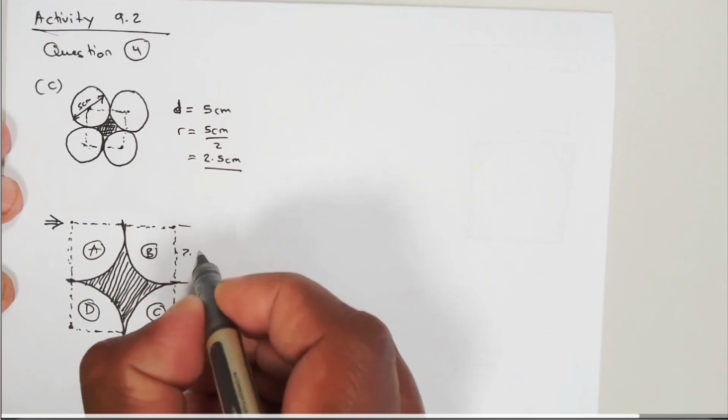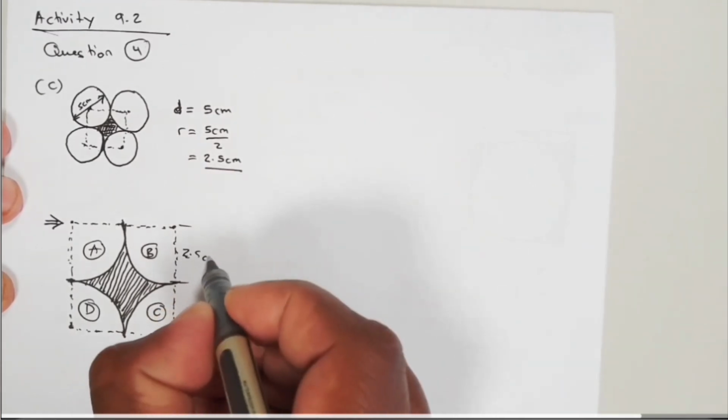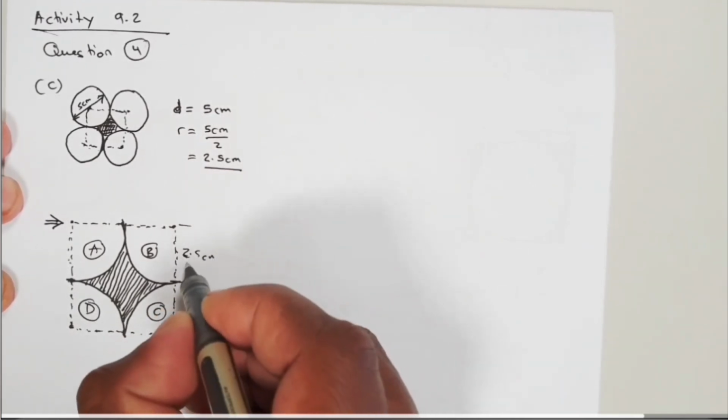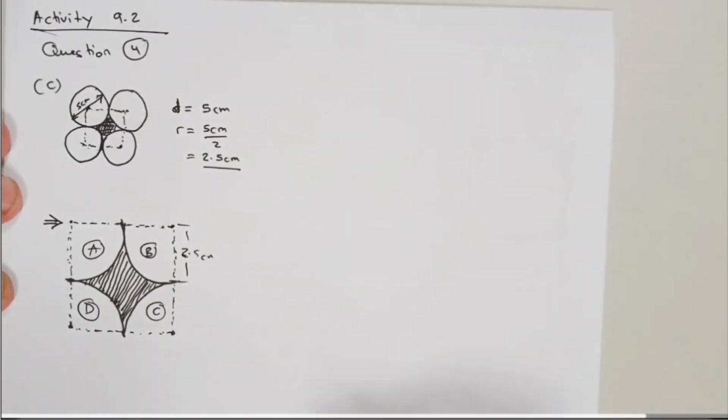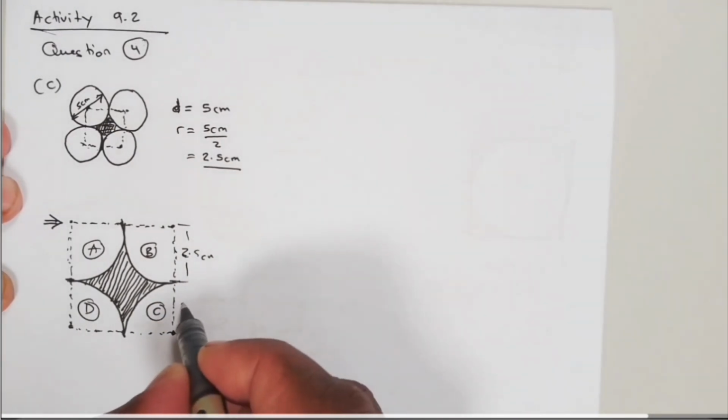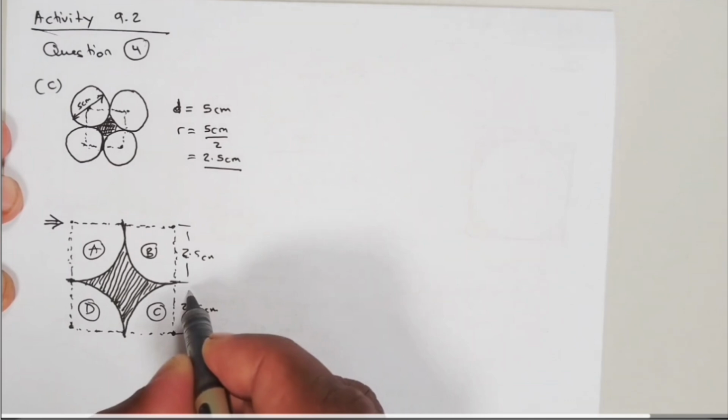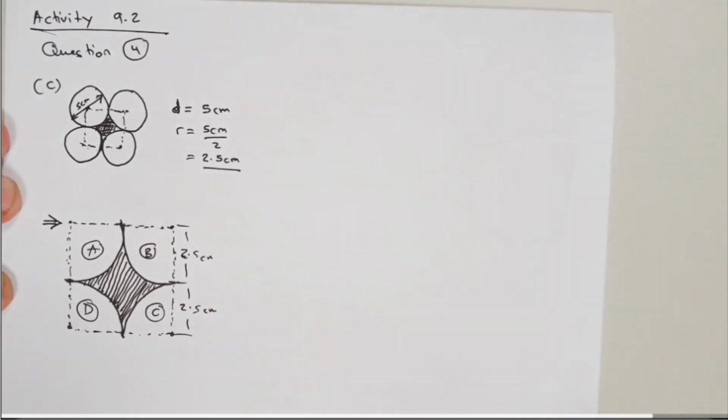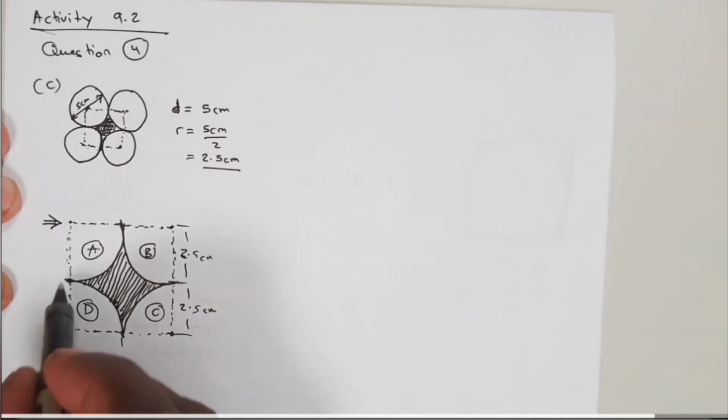Now let's deal with this square. So the radius that we have up there, we know that from the edge of the square to the middle, it will be 2.5 centimeters. And from the middle to the edge, it will be another 2.5 centimeters. We now have a square of side 5 centimeters.